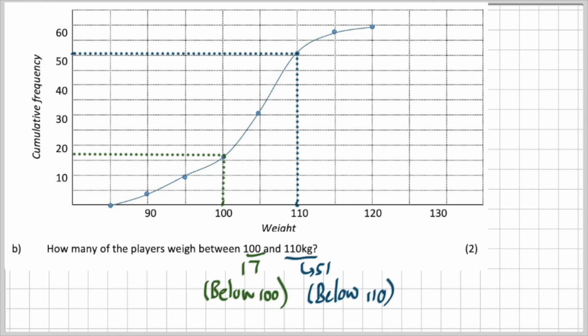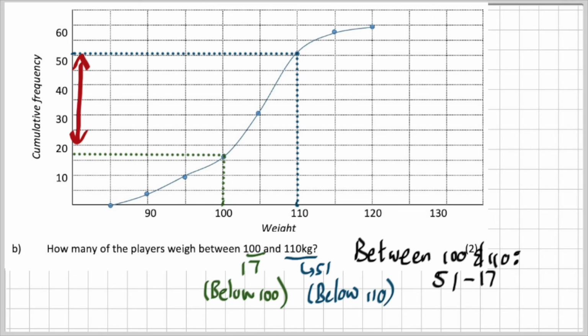But now what is the question? The question is between. Now if I'm looking for between 100 and 110, think about it. It's simply going to be 51 minus 17, which is 34 people between 100 and 110. Is that good or bad?